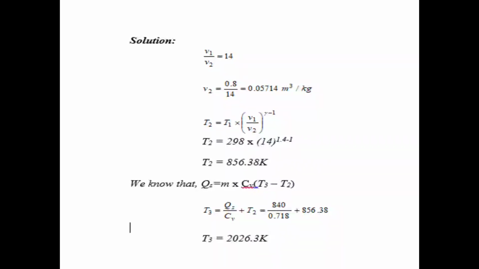From this value we can find out the V2 value. Then we know the TV relation, T2 by T1 equals (V1 by V2) the whole raised to gamma minus 1. From that we can substitute the V1 value and T1 value, and we get the T2 value. Then heat supply QS equal to m CV into (T3 minus T2). Here we know the value of heat supply, mass value and the CV value. So from this equation we have to find out the T3 value. T3 equal to 2026.3 Kelvin.